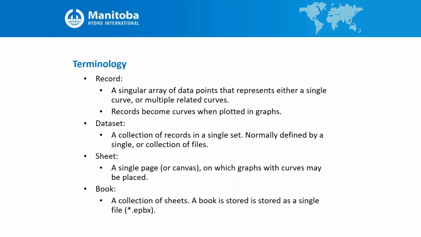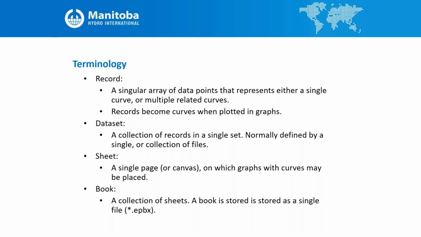So the first is a record, and a record just represents an array of data points that could be either a single curve or a multiple curve. If you're a PSCAD user, this would be if you can imagine putting an array of data signals into an output channel, and you get one curve entity from that. That's what I mean by that. Records become curves as soon as they're plotted in graphs.